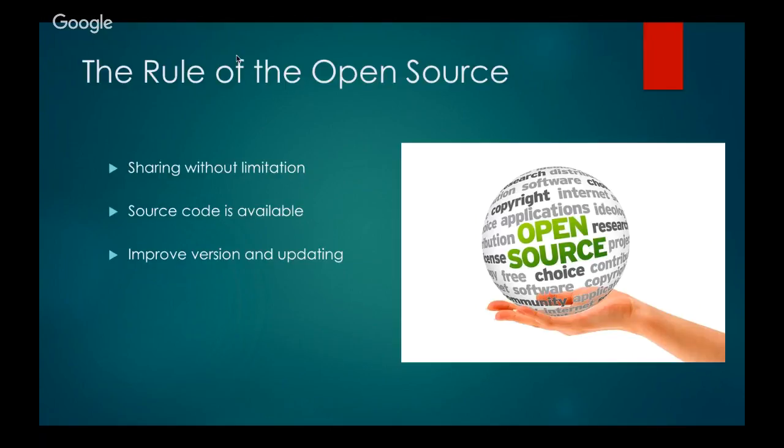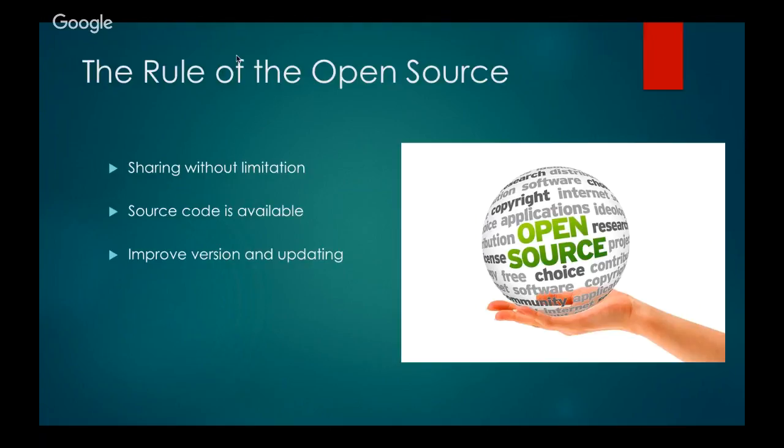About the rules of open source, to make open source data, there are several rules that the creator should follow. First, the creator must make sure the source data can be shared with others without any limitations. A source data with limitations cannot be treated as open source.